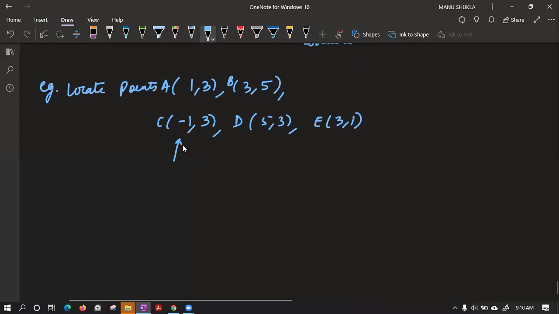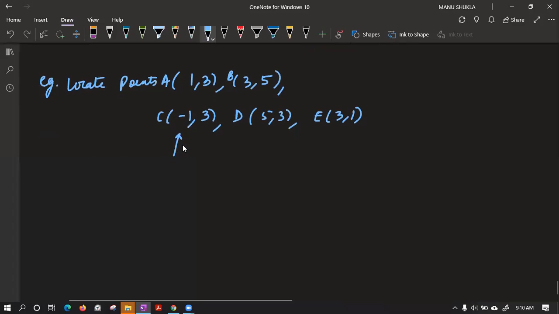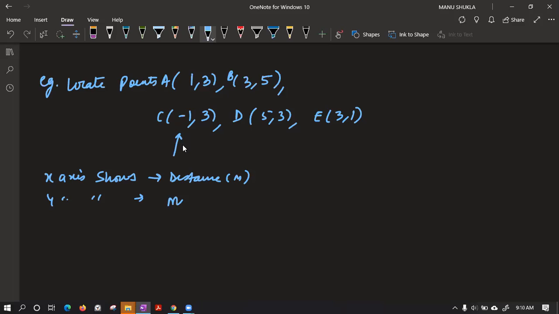Sir, first digit was for meter and second was for rupee. Okay, in this case I have not given anything like that. So if you want, you can take the x-axis to show distance in meters and the y-axis to show money in rupees. You can use this and draw a graph again, but be very careful, don't draw a wrong graph. Okay, so with this we can stop.